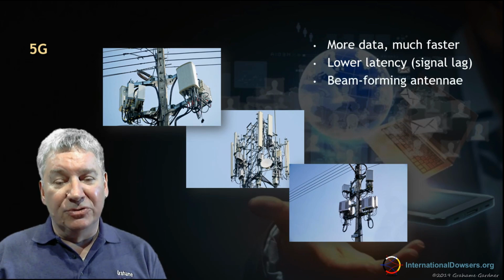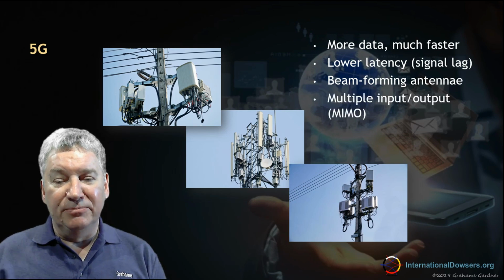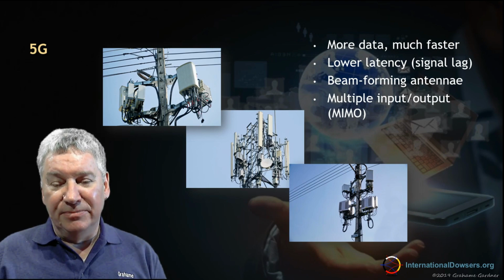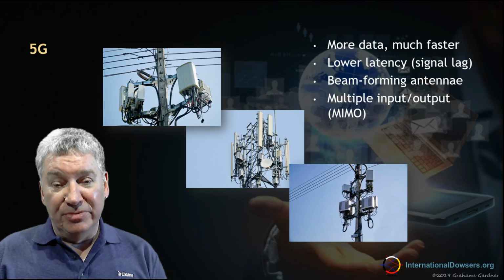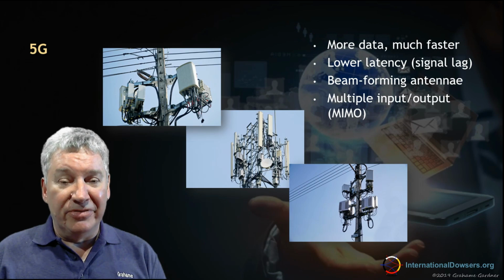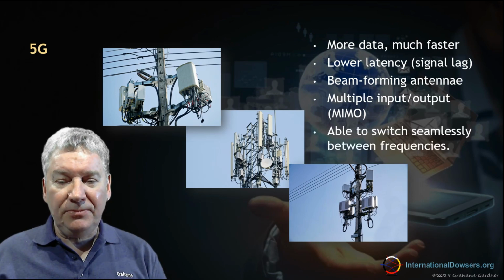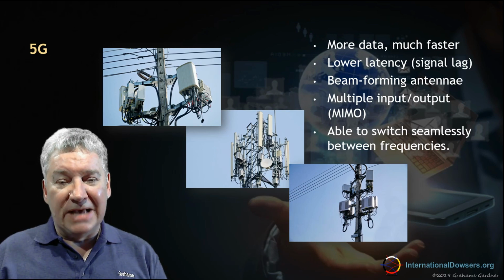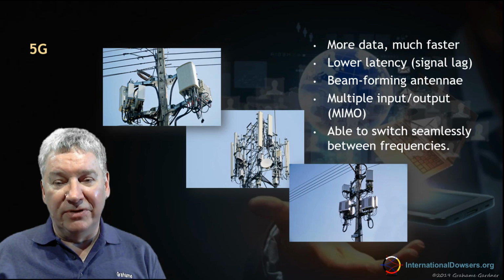Beamforming antennae, so-called phased array antenna, and simultaneous multiple input and output, or MIMO as it's called. The beamforming antenna means that the beam will be directed directly to your handset. The multiple input and output means that the mast can cope with, I think the protocol calls for 1 million users per square kilometre. It also has the ability to switch seamlessly between frequencies and use multiple frequencies at once. So we'll see a convergence with all the existing communication frequency bands, including Wi-Fi and Bluetooth.